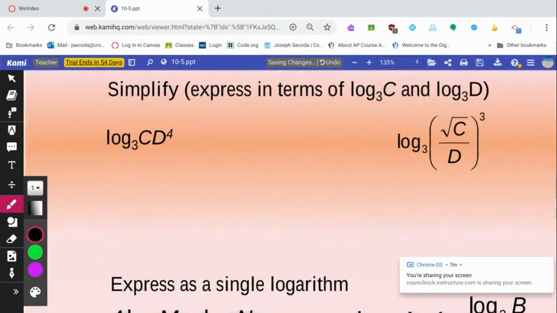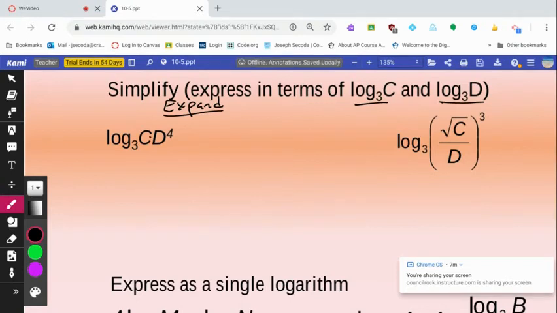So again, they want you to simplify. Another word we might say for this might be expand. In some of our notes and some worksheets, you might see the word expand the logarithms. All right, they're being clear about what they want here. So therefore, okay, what do I have? I got log base 3 of c d to the 4th.